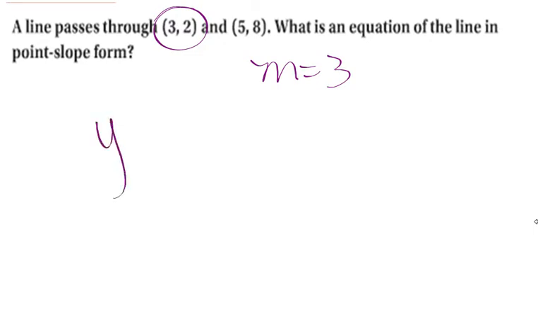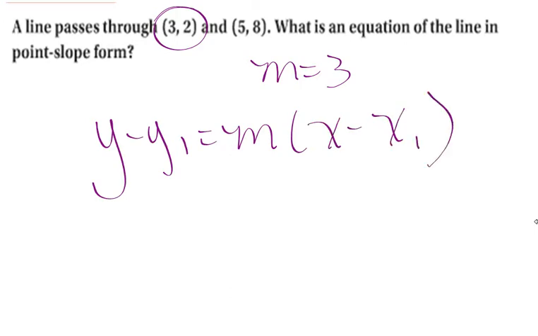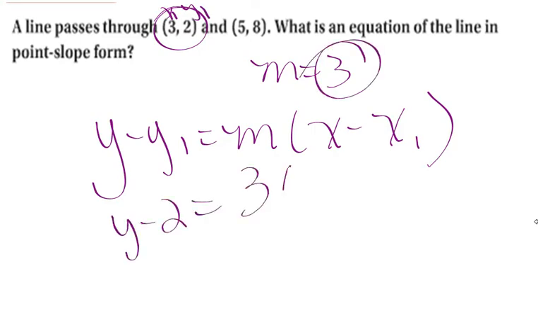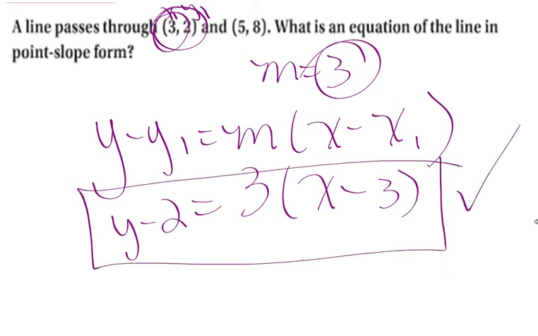So now I'm going to write my equation. Y minus y1 equals m times x minus x1. Now plug in. There's your x1, y1. Plug those in. Y minus 2 equals my slope of 3 times x minus my x1, which is also 3. And actually there's nothing to clean up there. All the signs are good, so that's your answer.